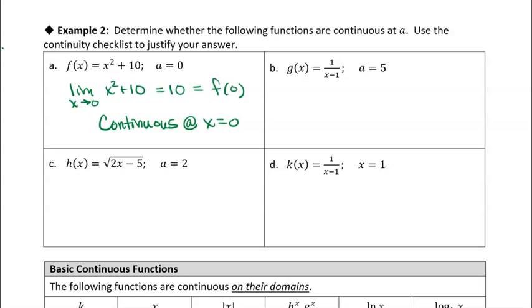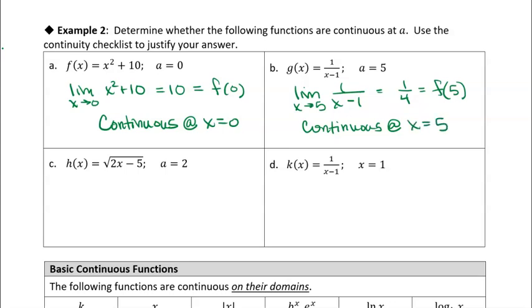All right, let's look at the next one. g of x is 1 over x minus 1, and we will look at the continuity at 5. So let's look at the limit. The limit as x approaches 5 of 1 over x minus 1. All right, now we can just put in 5, right? So we get 1 over 5 minus 1, so 1 over 4, which is the same thing that we get if we put in 5, right? So we can just do this by direct substitution, and that means that it's continuous at x equals 5.